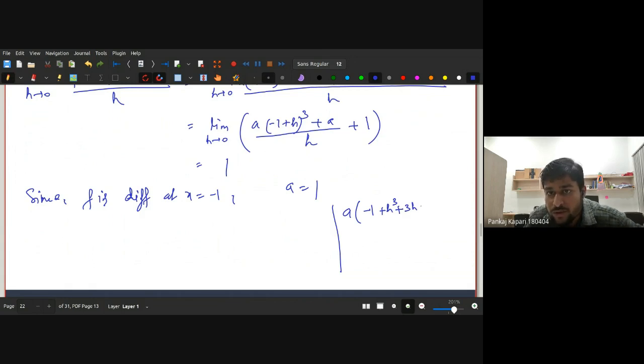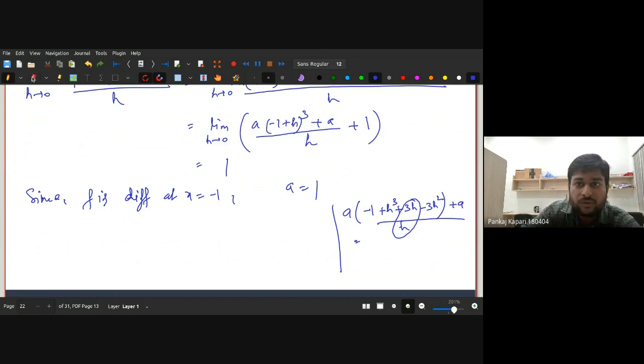You will have some non-zero limit from here also. Because you have a power, you have just h here, and then you will have minus 3 times h square. This you have in the bracket, and plus a divided by h, this you had. So minus a and plus a will get cancelled, and then you have higher powers of h. But this 3h divided by h will give you 3 also, right? So this limit is 3, not 1.